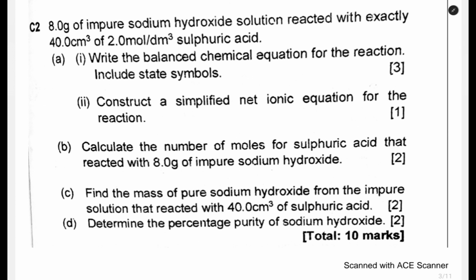8.0 gram of impure sodium hydroxide solution reacted with exactly 40 cubic centimeter of 2.0 mole per cubic decimeter of sulfuric acid. The first question is, write the balanced chemical equation for the reaction, include state symbols.